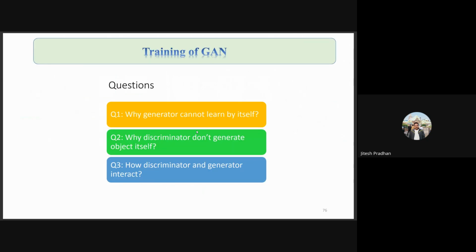So these are three questions. First, why can the generator not learn by itself? The first question arises: can anyone tell me why the generator cannot learn by itself?